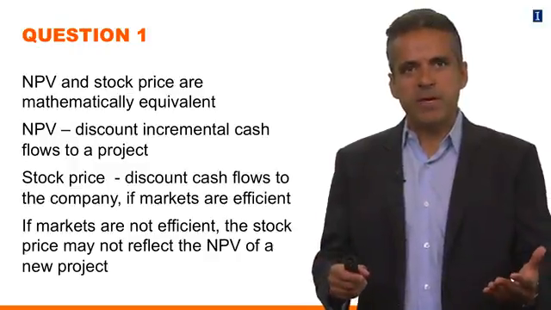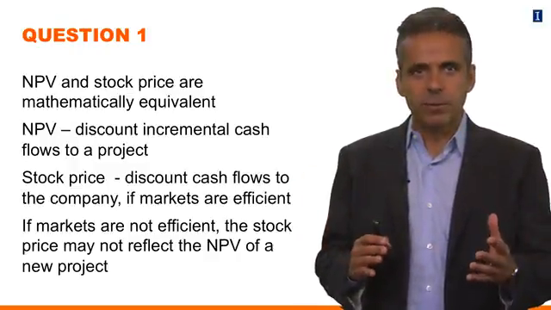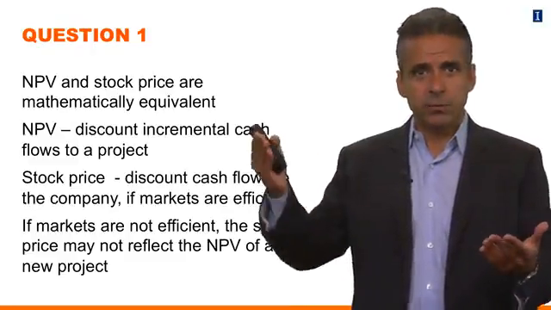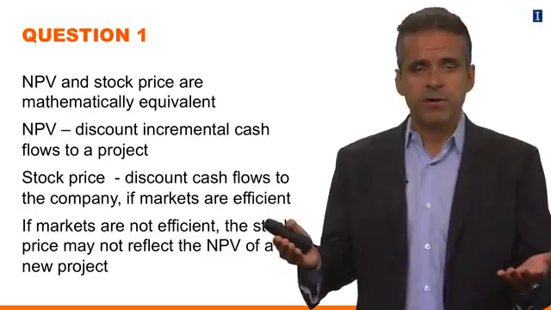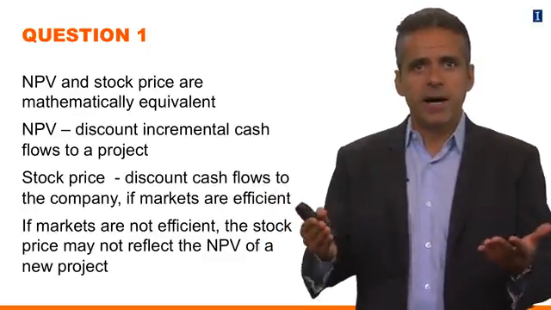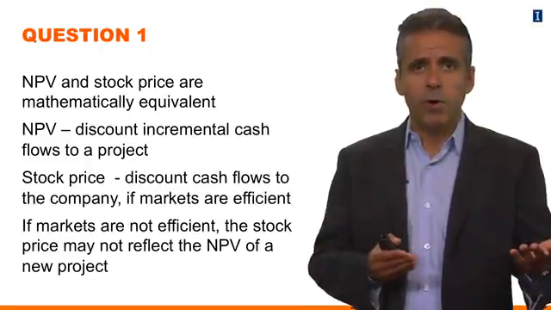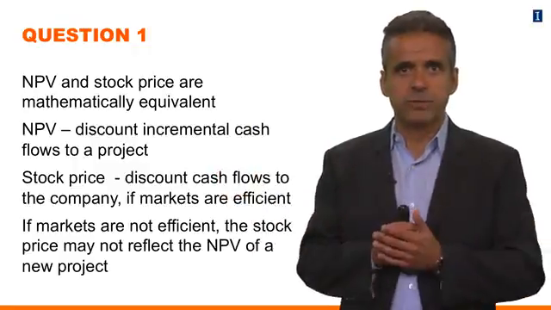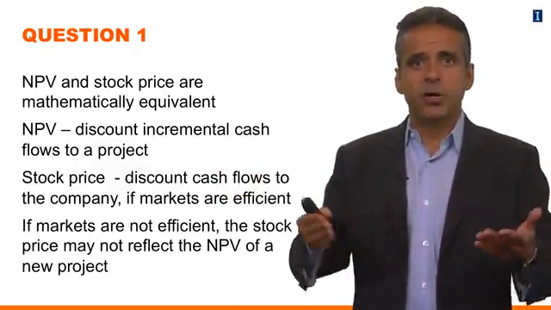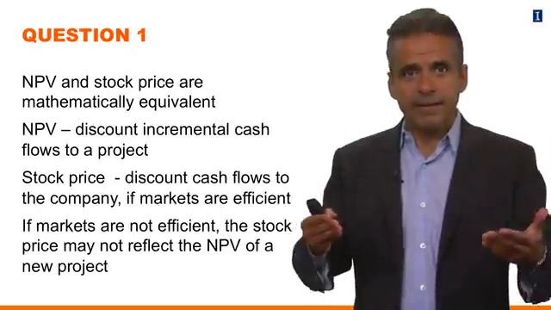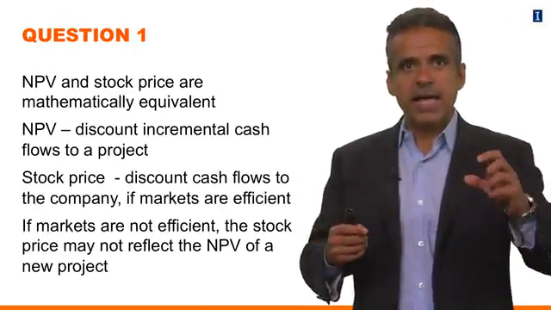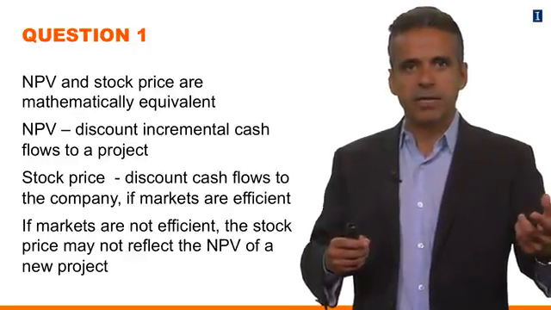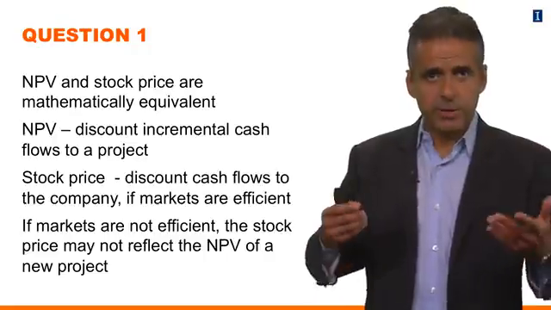To compute an NPV, you discount the incremental cash flows to a project, whereas to compute a stock price, you discount cash flows to the company. So if markets are efficient, both calculations should be equivalent. The stock price recognizes all the future cash flows to the company, so the market should also recognize the incremental cash flows to a project and adjust the stock price exactly to the amount of the NPV of the project. So NPV and stock prices are equivalent because of that.